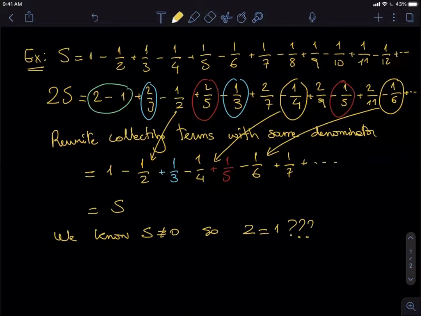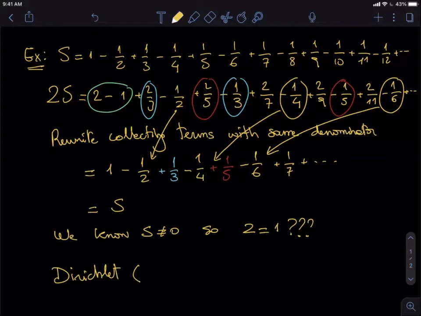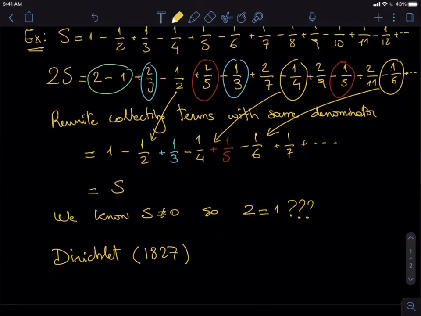And this is something that was pointed out by Dirichlet. Okay, in the 19th century, 1827, he pointed out this example and he said, well, something is happening here. He was investigating the convergence of Fourier series, that is related to waves, okay? And he couldn't really give a reason why this happened. We are going to investigate why this happened.